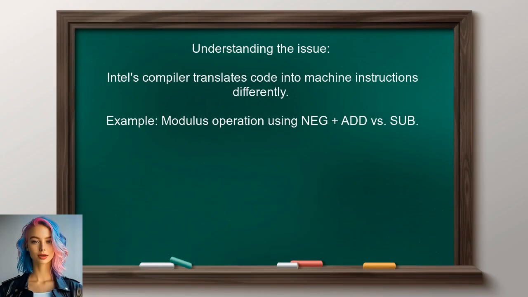To understand this, we need to look at how Intel's compiler translates code into machine instructions. For example, in a simple modulus operation, the compiler chooses neg and add, while others like MSVC and GCC opt for sub. What could be the reason behind this?